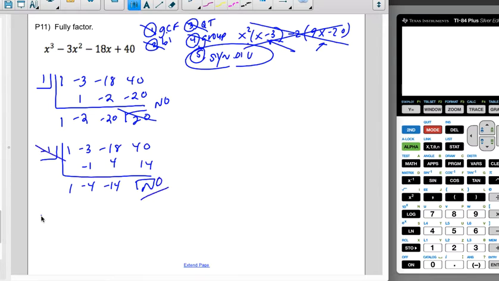Let's try 2. All right, so let's try the number 2, right? 1, negative 3, negative 18, 40.